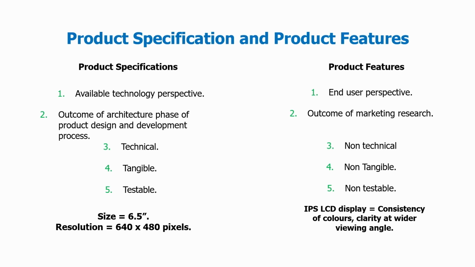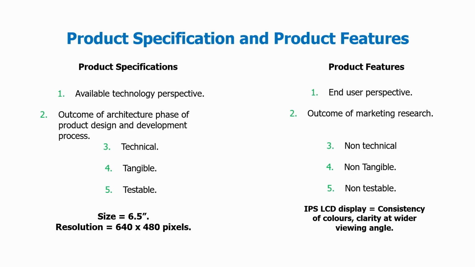So, product specifications are typically from an available technology perspective, they are all technical data points or technical details about a particular product. The product features instead are from an end user perspective. So, product features is what you would understand based on your value propositions. Your value propositions may not guide the technical details which this particular product should have, but your value proposition will guide the end user perspective and the product features which this particular product should have.